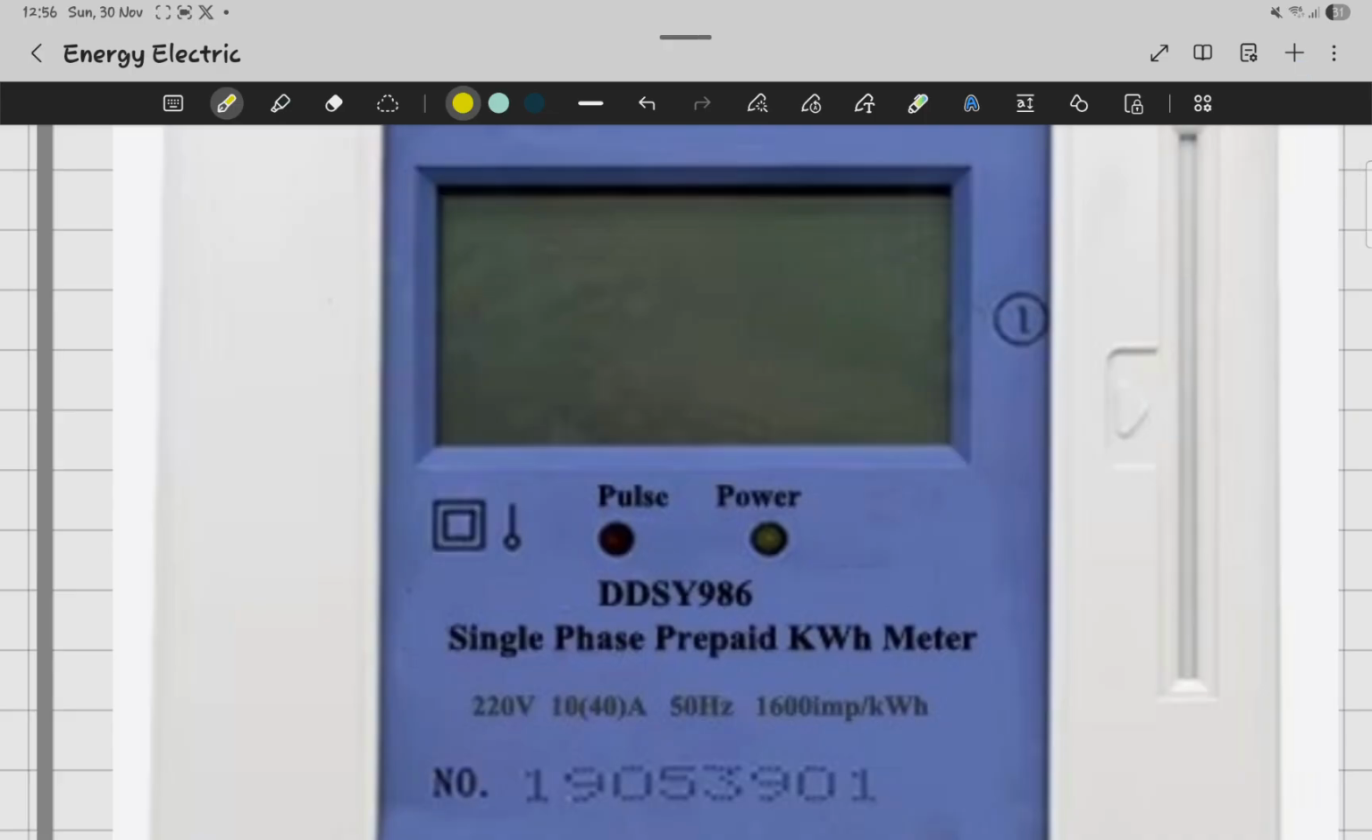Similar to what we saw, this is just another example of a meter unit. This is the pulse LED, and this is the value displayed on this LCD, which will be in kilowatt hours. It's what we're going to get on this LCD. Pay attention to this number. This is what we're going to use later.